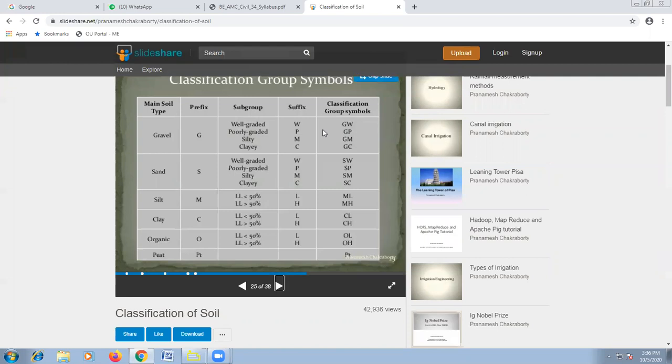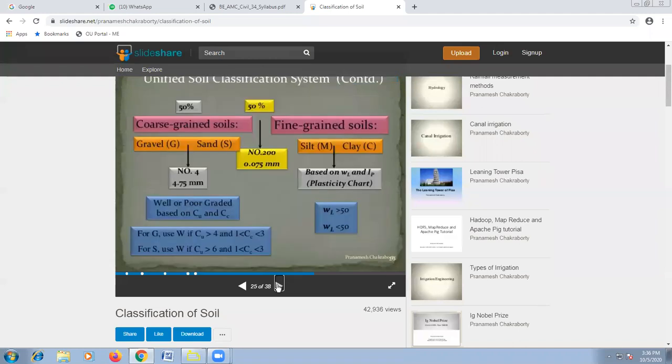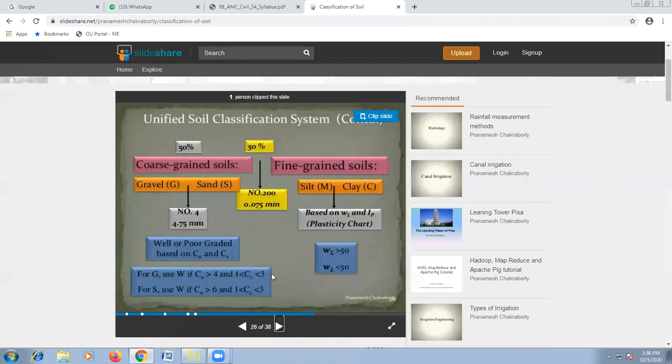See, this is also under the engineering classification. You have gravel, and then again you have four subgroups known as well graded, poorly graded, silty, clayey, etc., and there are symbols for the same. In sands you have well graded, poorly graded, silty, clayey, and you have symbols for the same. Then you have silt, clay, organic, peat, etc. See here, fine grained soils.